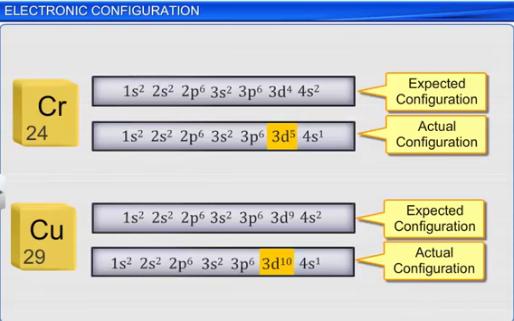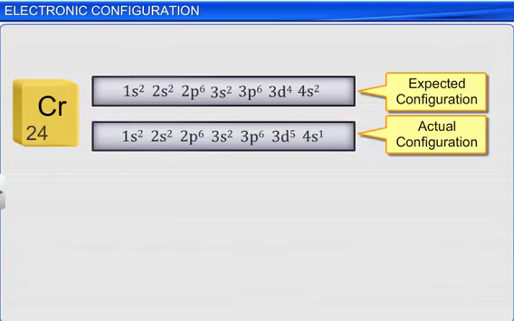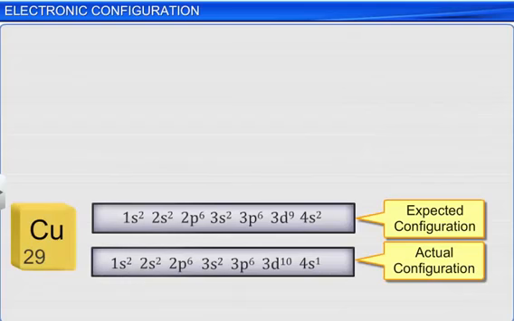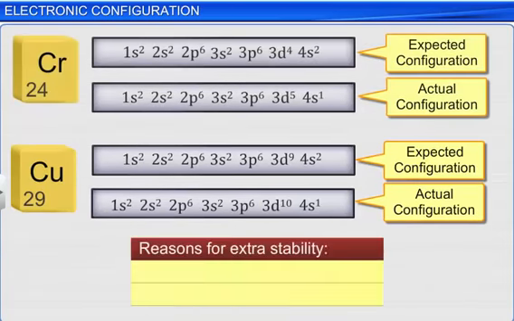The anomaly in chromium is attributed to the fact that half-filled orbital 3d5 has lower energy and extra stability. In copper, the completely filled orbital 3d10 has lower energy and extra stability. The two reasons for the extra stability of half-filled and completely filled subshell configuration are the symmetrical distribution and exchange energy.